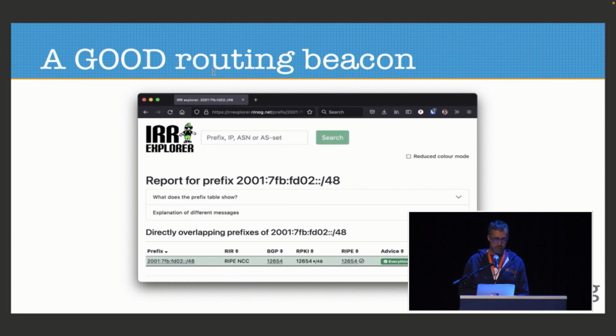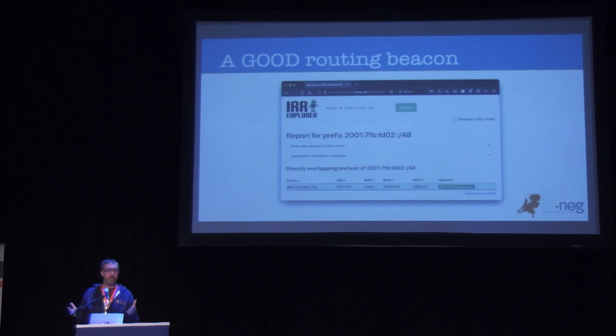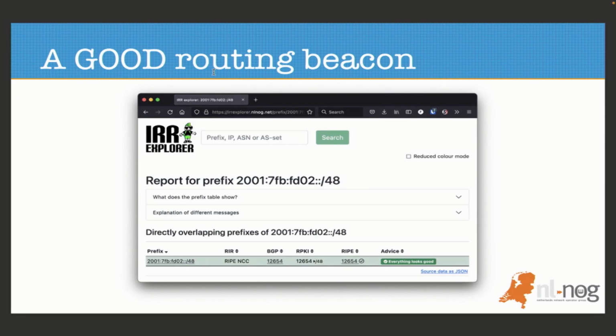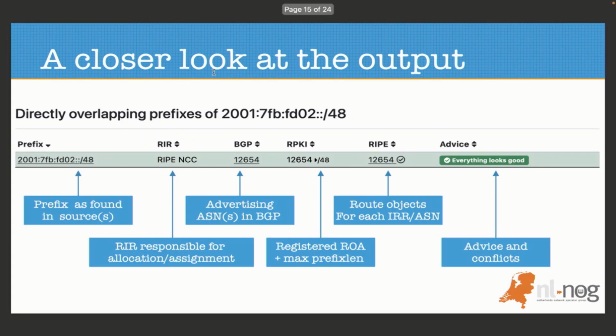So how does it work? If you go to the IRR Explorer website, you basically get a form with just one field. You enter an IP address or a prefix, and you press submit, and then you get something like this. And here, as you can see, there's that nice little advice that says everything's looking good. Well, what do we actually see here? The first thing, of course, is the prefix as it's found in any source, which can be an IRR database, which can be a routing entry in one of the routing tables. Could be an RPKI ROA.